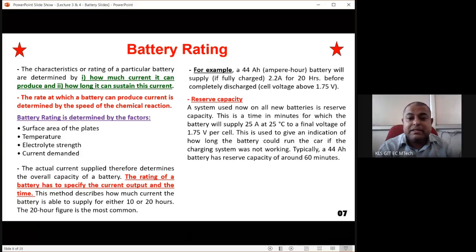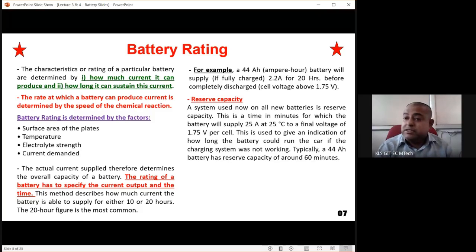In case of reserve capacity, every battery will be charged to 2 volt, but it will not wait for 20 hours. In that case, what it is saying is typically a 44 Ah battery will be run for 60 minutes. That means in 60 minutes, that is in 1 hour, whatever high current it can supply. How much is that current? It is 25 ampere. So after getting fully charged, if you are running the battery for 20 hours, it will be giving you 2.2 ampere.